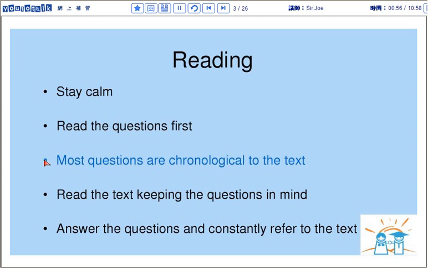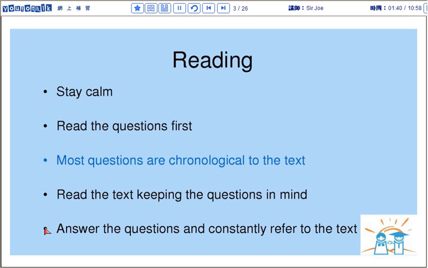Then you read the text and you keep the questions that you've just read in mind, so you can sort of have a guess and immediately answer the questions roughly. Then after you finish reading the text, answer the questions and constantly refer to the text. So you look at the question, look at the text. Because we've just read the questions first, you will have an idea of what the answer should be whilst reading the text. So this makes answering Part A quite simple.